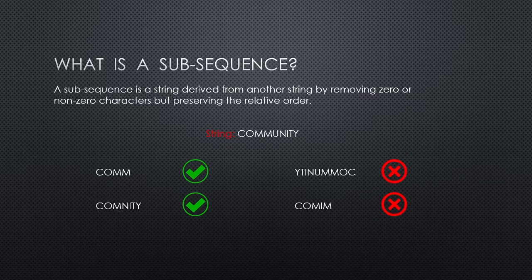What about this, community in reverse? Definitely the order of the characters is totally reversed, and that's why the order is not preserved, and this is not a valid subsequence. What about com.im? Here the order between I and m has been reversed, so that's why this is also not a valid subsequence.